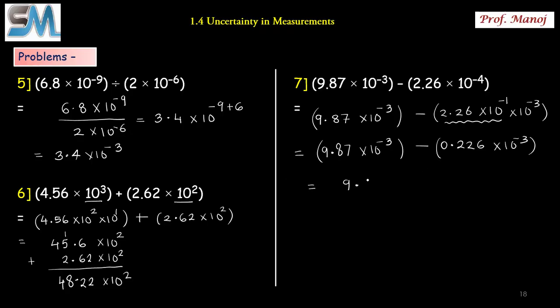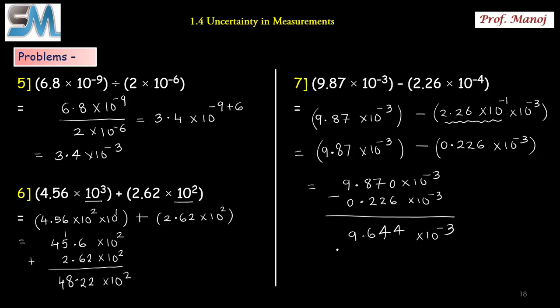So now we are left with 9.87 subtracted with 0.226, 10 raised to minus 3 common in both. 10 raised to minus 3 will remain as it is. Try doing this subtraction. 9.87 minus 0.226. That's, I think, 9.644. This gives you a simple calculation.